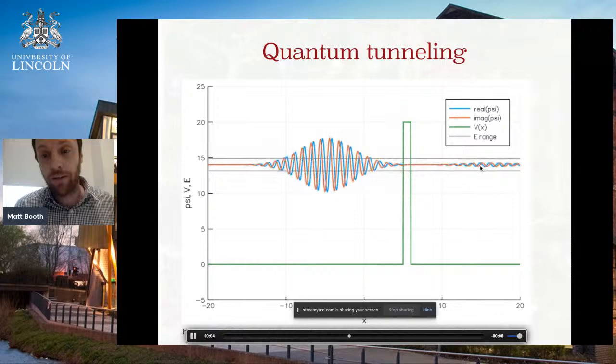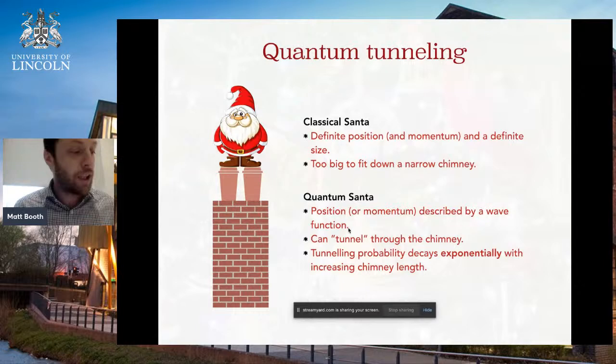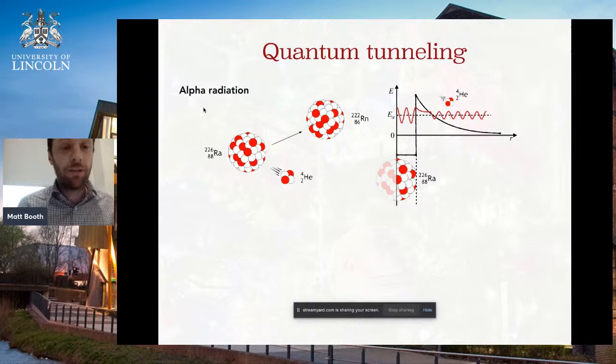So quantum tunneling can happen. I'm going to show you some actual real-world examples in a moment. The point is that the probability of tunneling decays exponentially with increasing chimney length or increasing barrier thickness. So this really does only happen in the real world on very small scales. It's a bit of an analogy, but perhaps this is how Santa gets down the chimney. So quantum tunneling is a real thing. We do actually observe this. For example, in alpha radiation, a radium nucleus can emit an alpha particle to give a radon nucleus. And in order to do this, this alpha particle has to tunnel through a barrier.